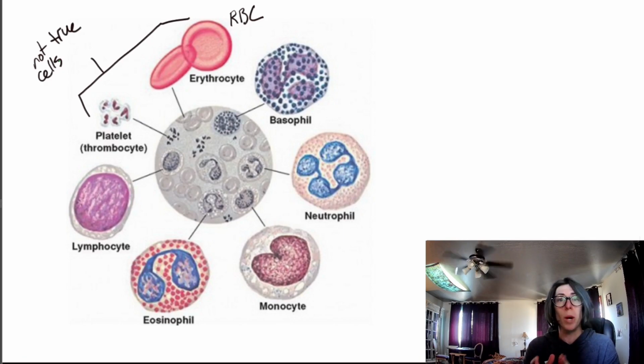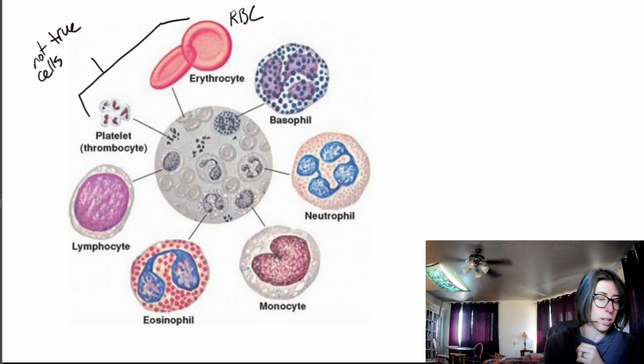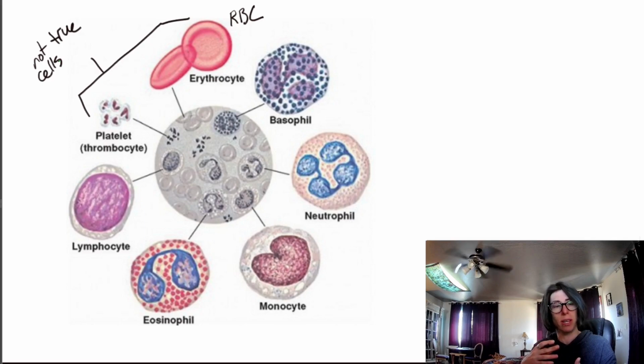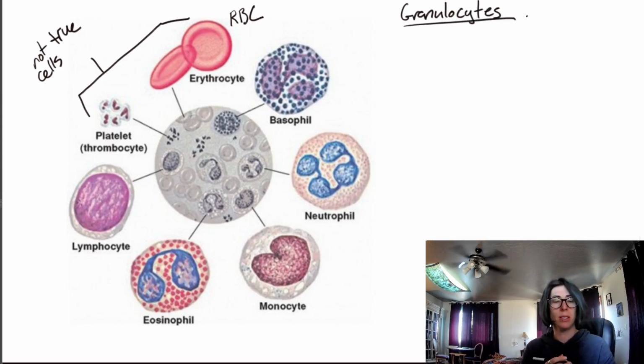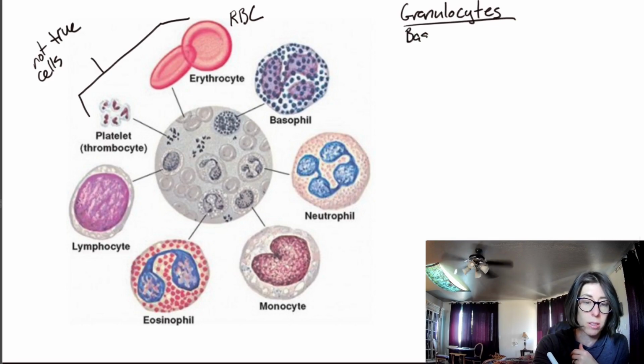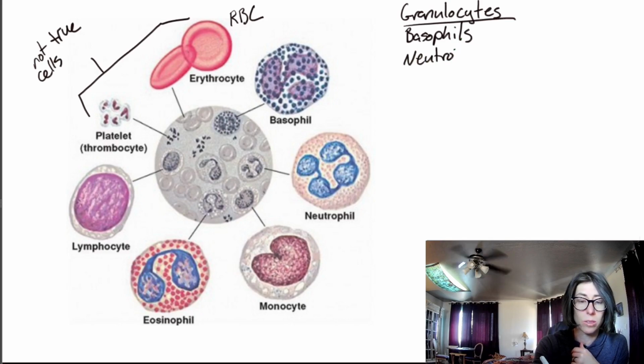Now, the rest of these are white blood cells: basophils, neutrophils, monocytes, eosinophils, and lymphocytes. So those are all white blood cells, and you're going to need to learn how to identify them under a microscope in real life, and you're going to need to know what they each do for our immune system. So we can divide these into granulocytes and agranulocytes. So the granulocytes, these are the basophils, neutrophils, and the eosinophils.